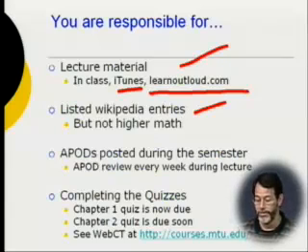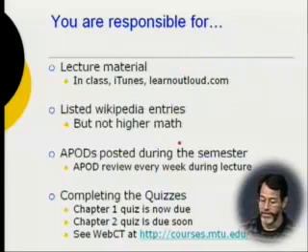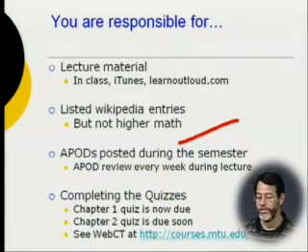You'll know which ones they are. It won't be all of Wikipedia. Higher math is not required for this course, so if a Wikipedia entry goes into integrals or differential equations, don't worry about it. You're not responsible for that. You will also be responsible for the astronomy pictures of the day, APODs, posted during the semester, all the way from September 1st through, I think, December 15. And I will cover them each week, 7 at a time.